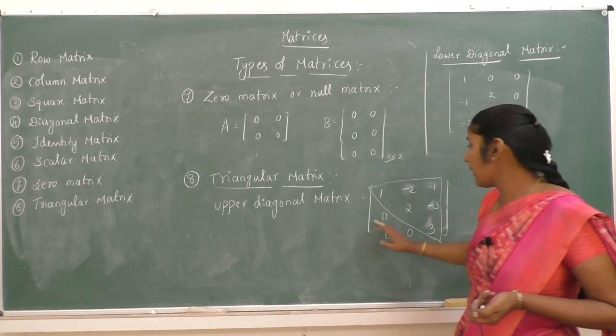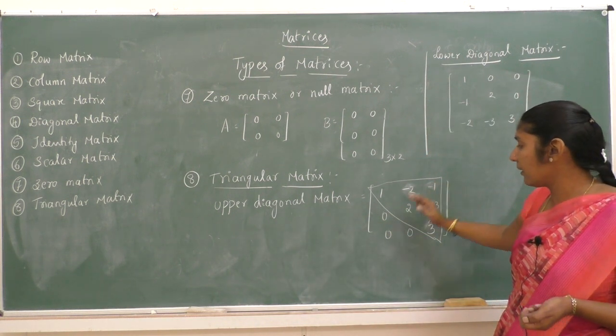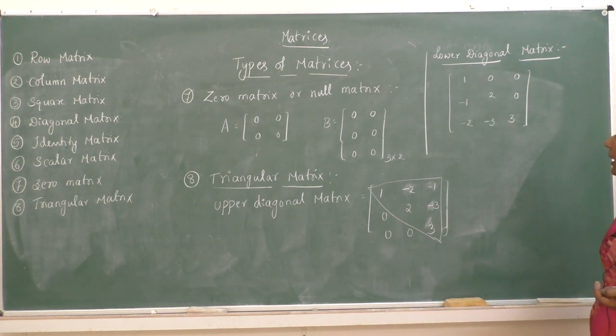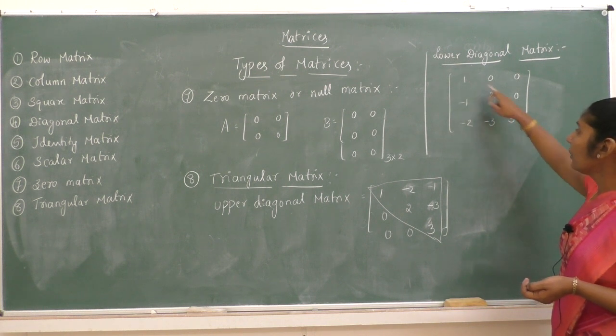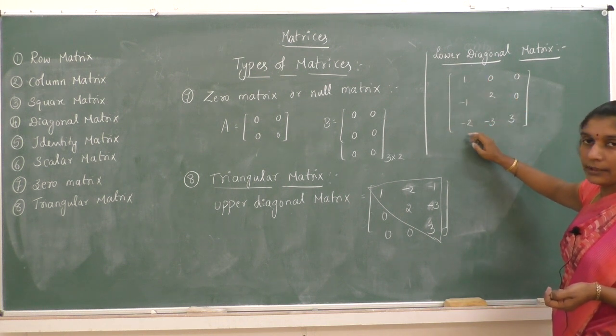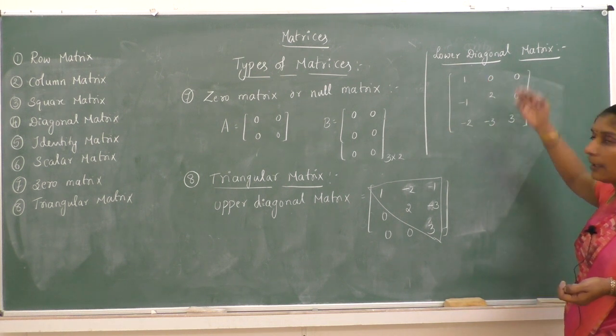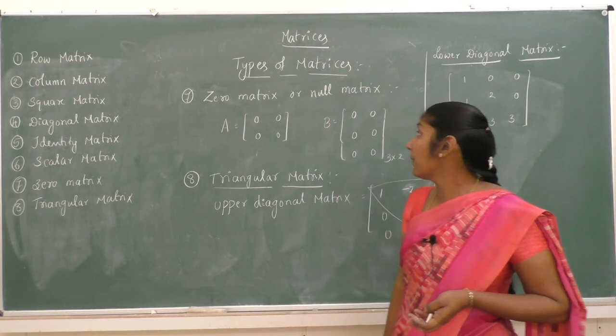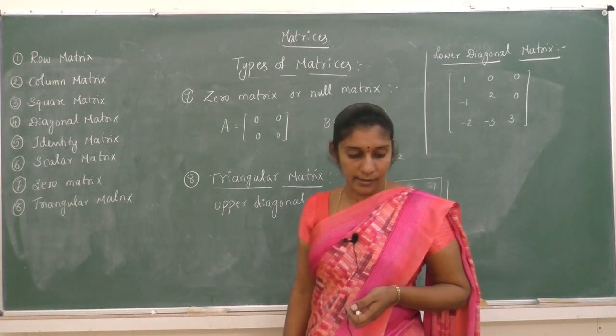Upper triangular antandre, upper diagonal elements irutte, lower diagonal elements zero agirutte. Lower triangular matrix antandre, on the diagonal matrix alli lower diagonal elements exist agutte, upper diagonal elements zeros agirutte. So these are the different types of matrices.